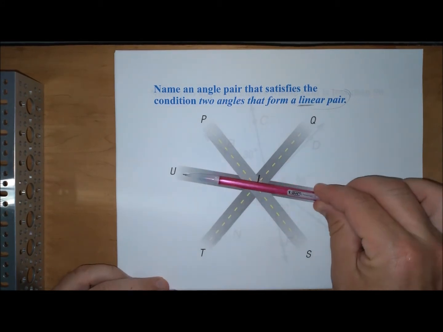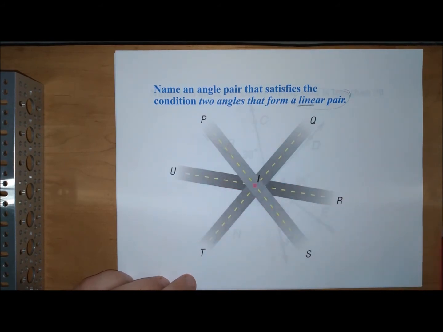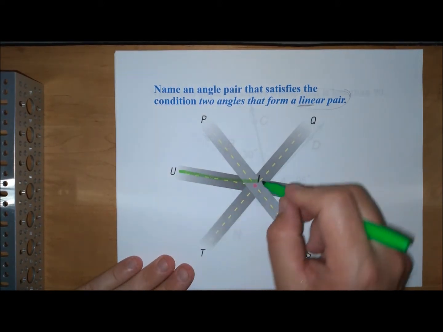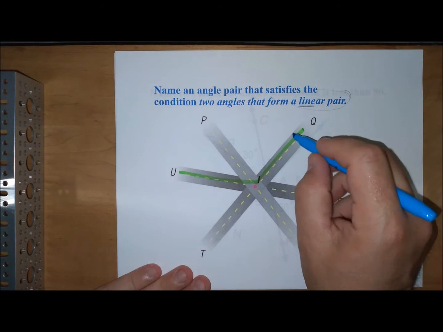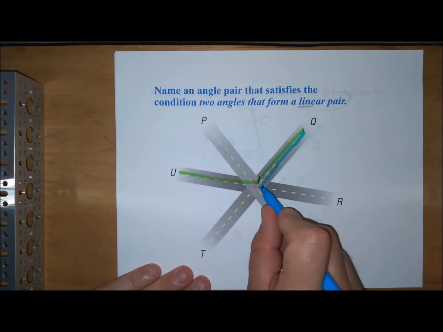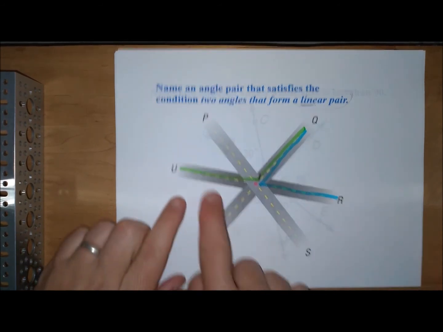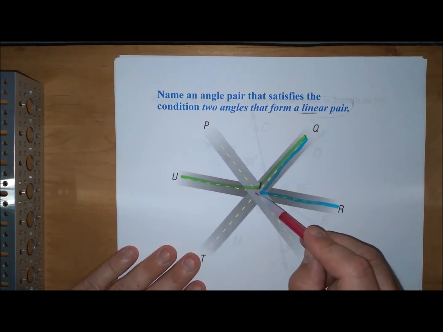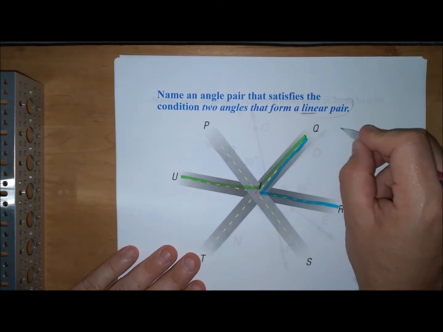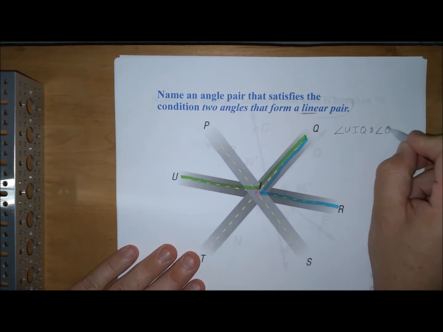I could look at UR and say, can I find on this line a pair of angles that adds up? I could say that UIQ forms with QIR. Together, they form a linear pair. When you put them together, they form a straight line here. And you can see that they share a common vertex and they share a common side. So I would say angle UIQ and angle QIR.